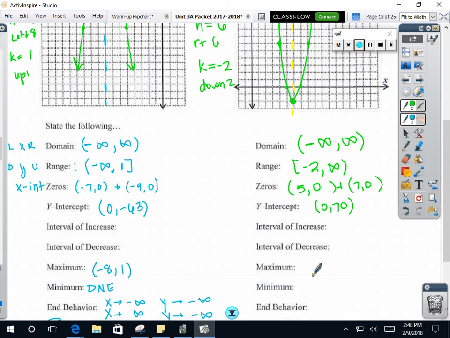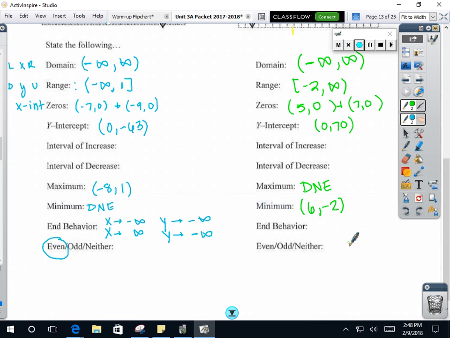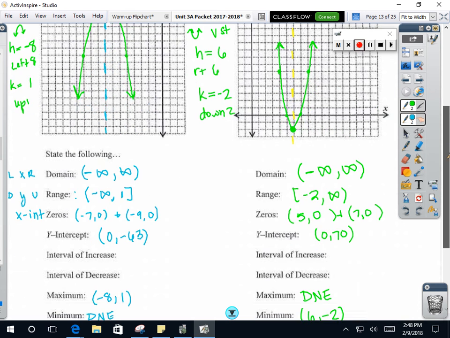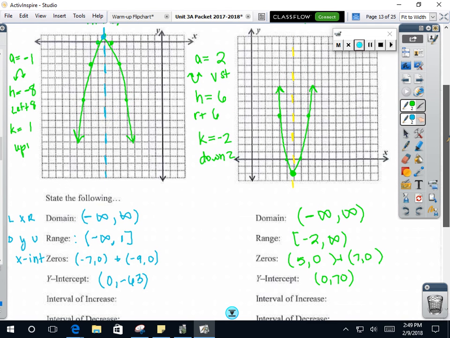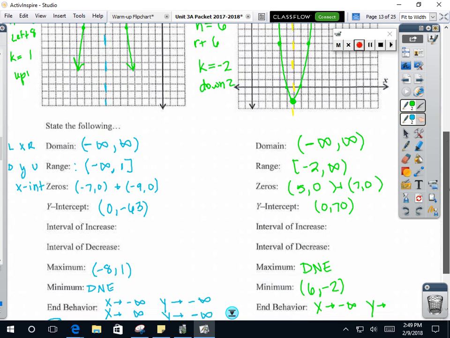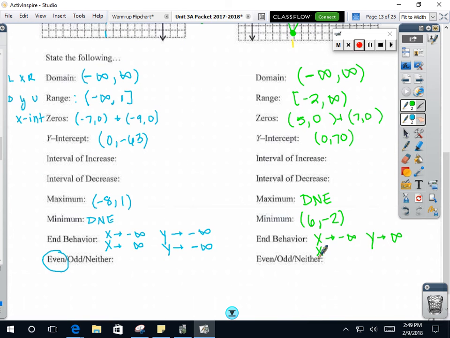Okay, what's the maximum? Well, it goes to infinity, so the maximum does not exist. What's the minimum? 6, negative 2. The max and min are points, which means you need an x and a y value. Okay, as x approaches negative infinity, what do the y values approach? Look, guys, if you go left or right, you're going up. So both of these are positive infinity. And since they match up and go the same direction, that's even. When they behave the same way on the ends, it's even. You may switch out.